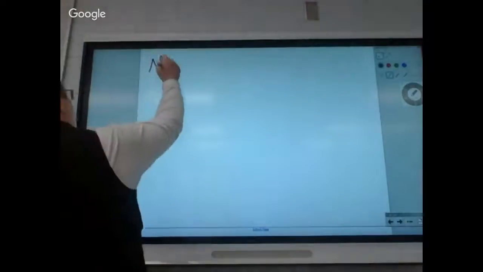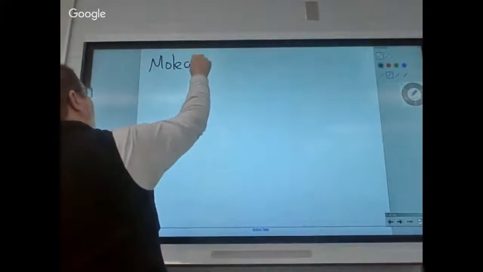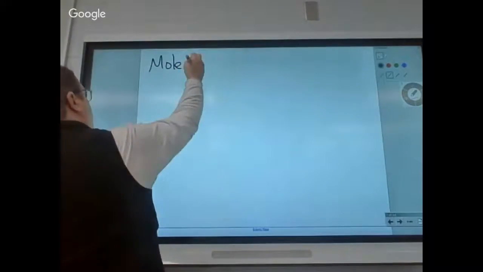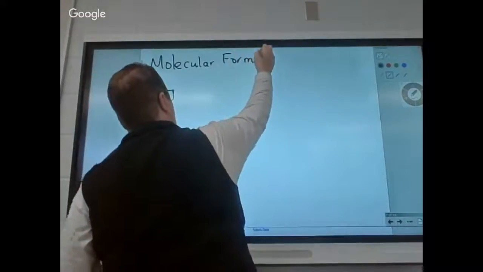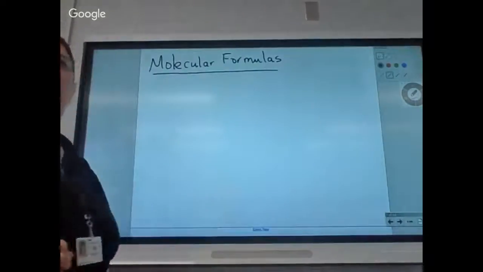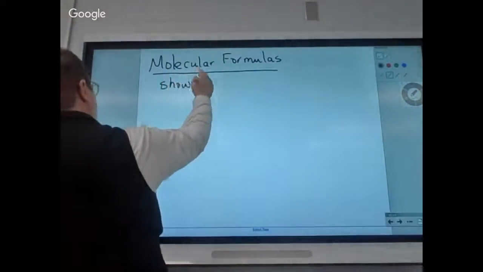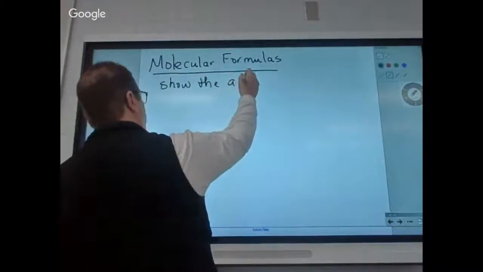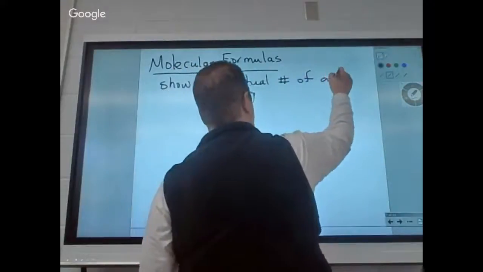All right. Now let's talk molecular formulas. Now, we talked a little bit about this on Friday. Now, molecular formulas show the actual number of atoms.